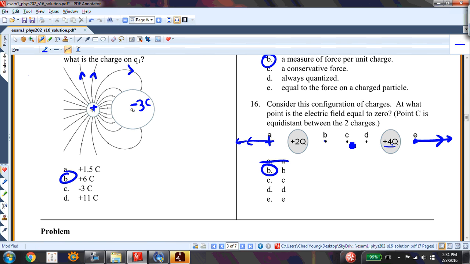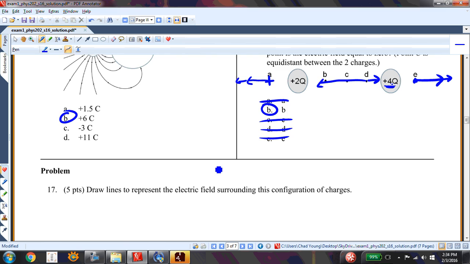So C here, I'm equidistant between these two charges. I'm going to have a big electric field due to this one, and one that's half that magnitude due to the plus 2q. So that one will have a net electric field to the left. And then finally D, I will have a big electric field due to this plus 4q because I'm closer to it, and then just a little bitty electric field due to the plus 2q because I'm further away from it. So it can either be C, D, or E as we showed before. So B is the right answer.